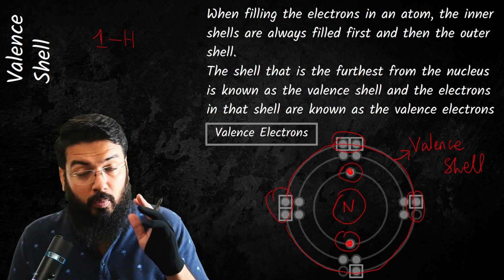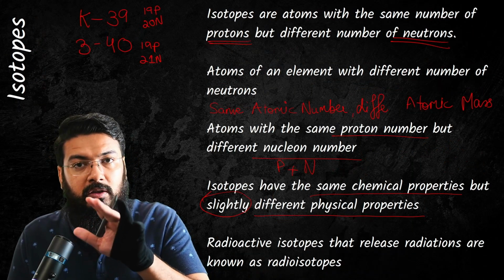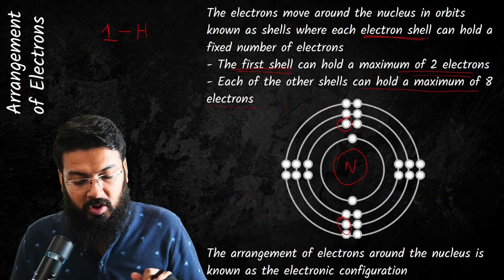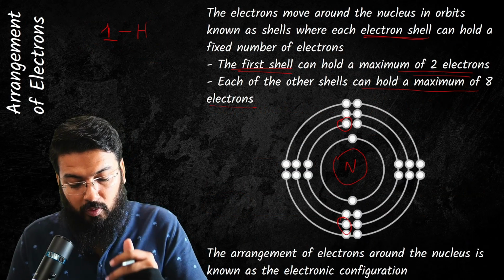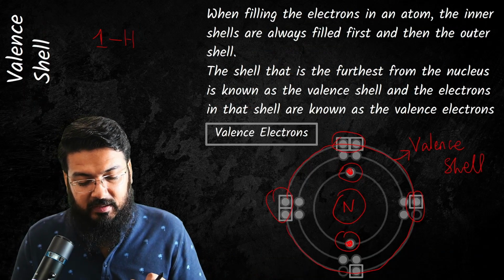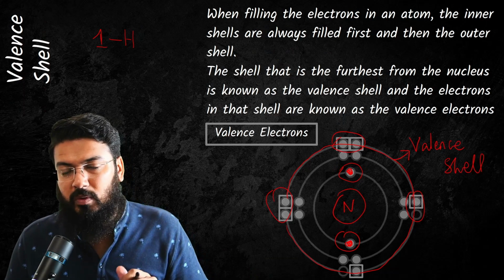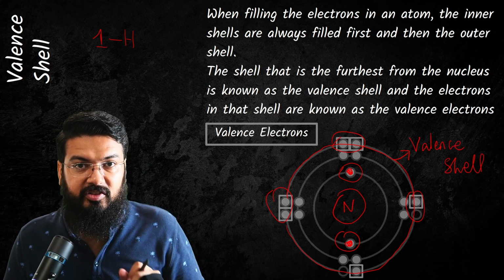So what did we discuss so far? We discussed isotopes: different neutrons, same number of protons. What's electronic configuration? Shells. The first one can hold a maximum of 2. Each one after that can hold a maximum of 8. And then you have the outermost one, which is known as the valence shell, with electrons called the valence electrons.